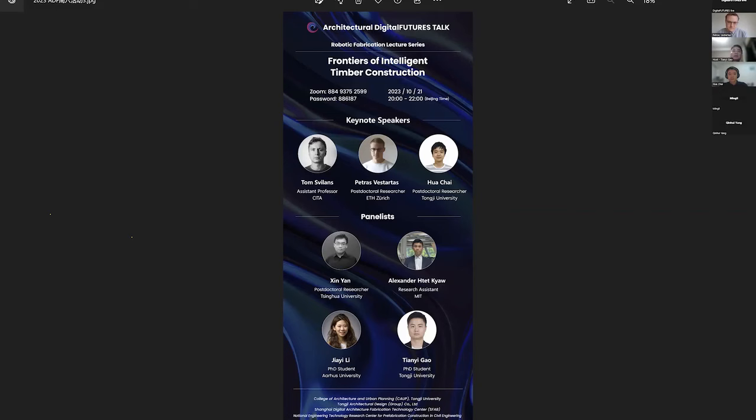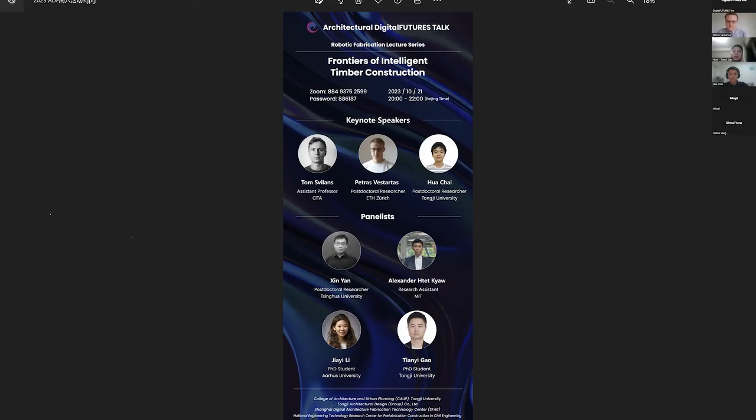The second presenter is Dr. Chai Hua, who is also a postdoctoral researcher at the College of Architecture and Urban Planning of Tongji University. His research focuses on the computational design and robotic production technology for innovative timber building systems. He received his PhD degree from Tongji University in 2022. He was also awarded the Fellowship of the China National Postdoctoral Program for Innovative Talents in 2022, and he has been involved in leading several international workshops, including Digital Futures and ACADIA 2020.